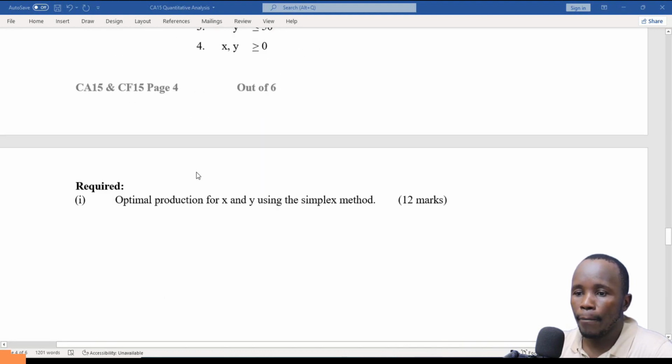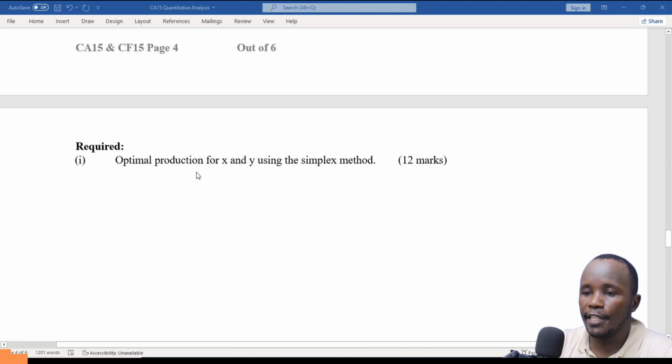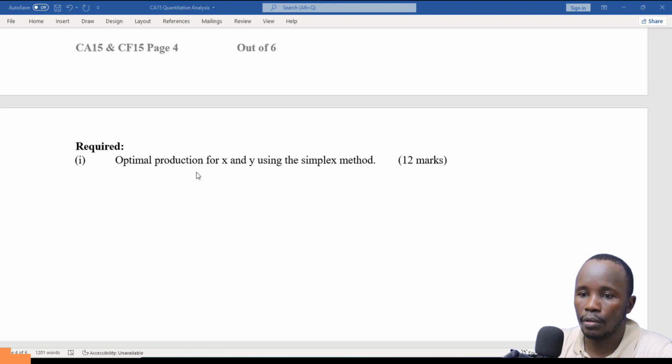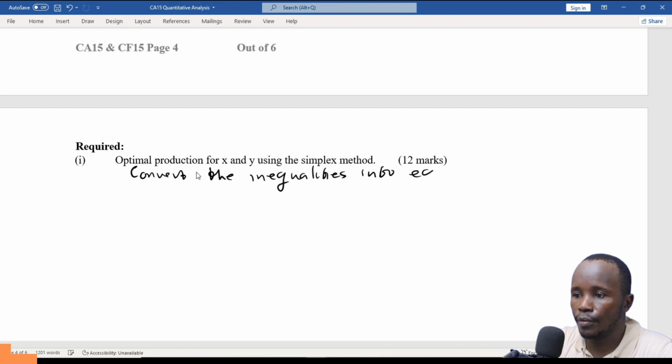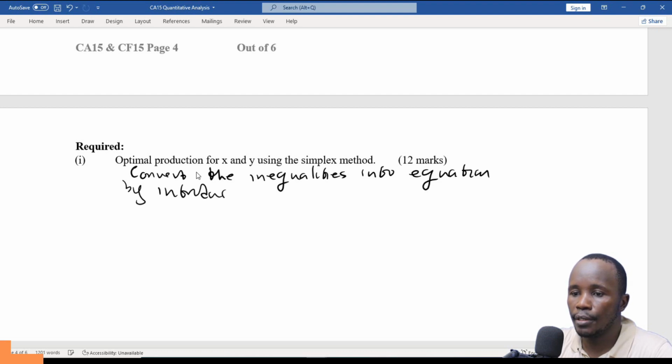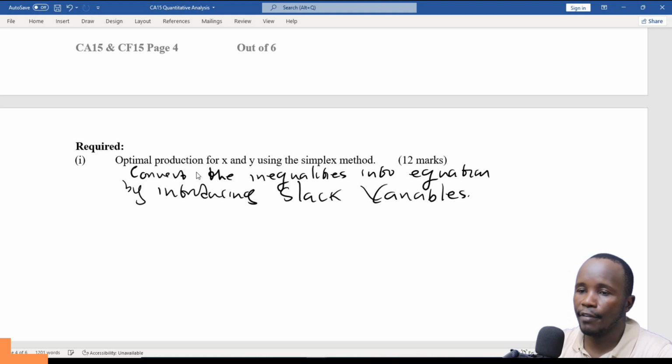Now, here, the first step to do is to convert the inequalities into equations. We convert the inequalities into equations by introducing slack variables.